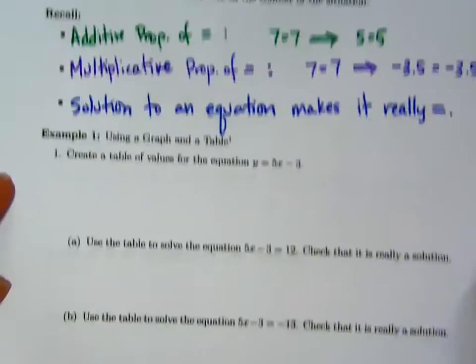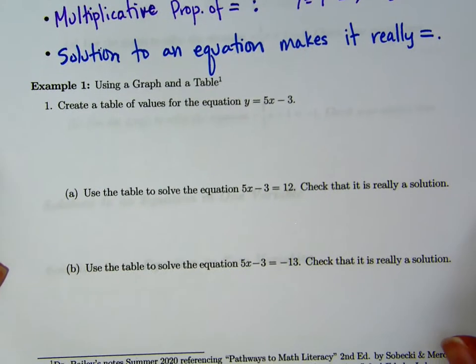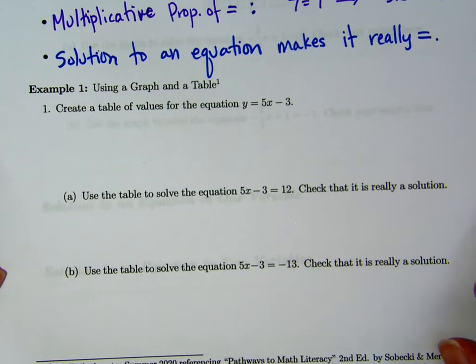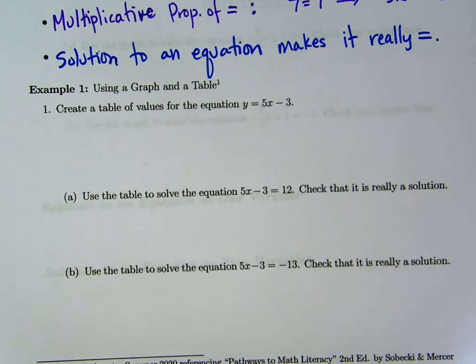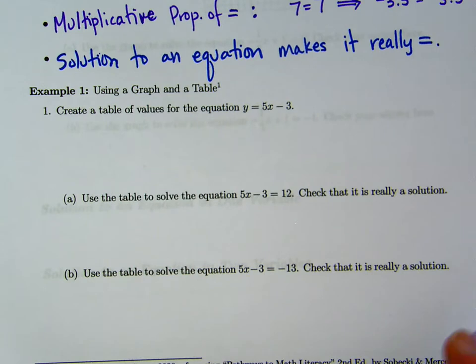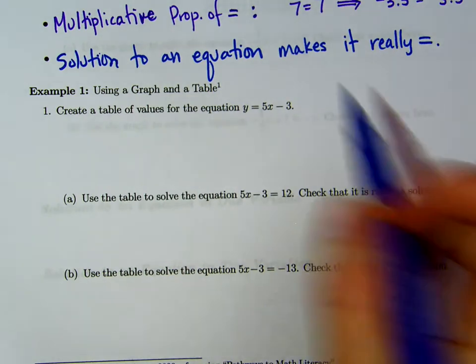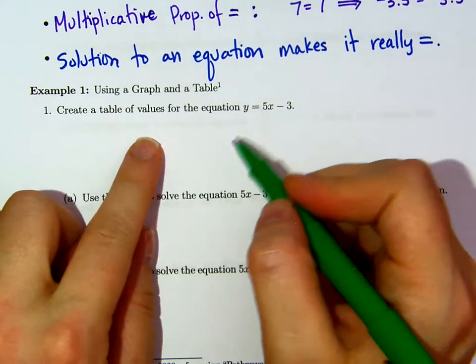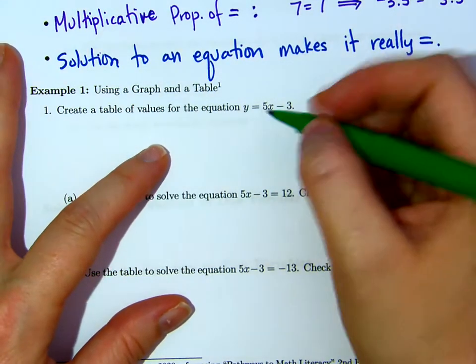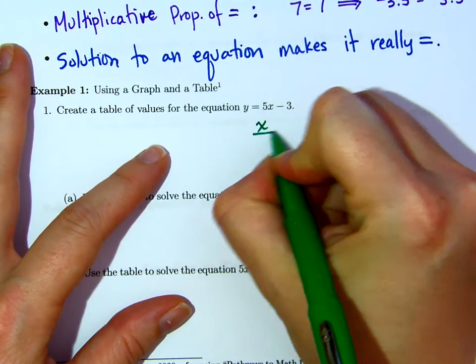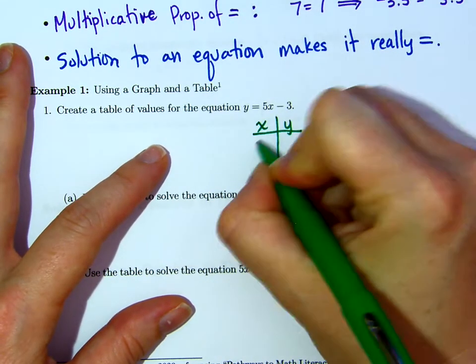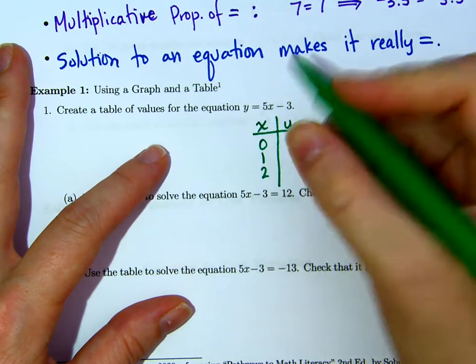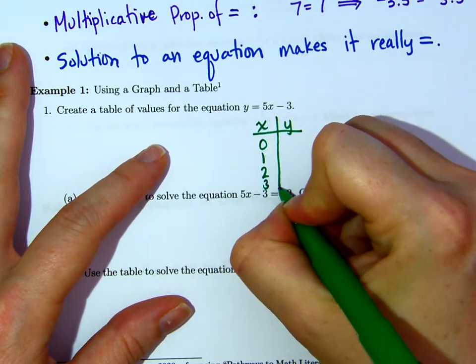Okay. Example 1, using a graph and a table. Create a table of values for the equation y equals 5x minus 3. Okay, that's not even part, but it's something I have to do, apparently, to do the parts. So let's start with that. Create a table for this. Okay, how about 0, 1, 2, 3? Squeeze it in there.